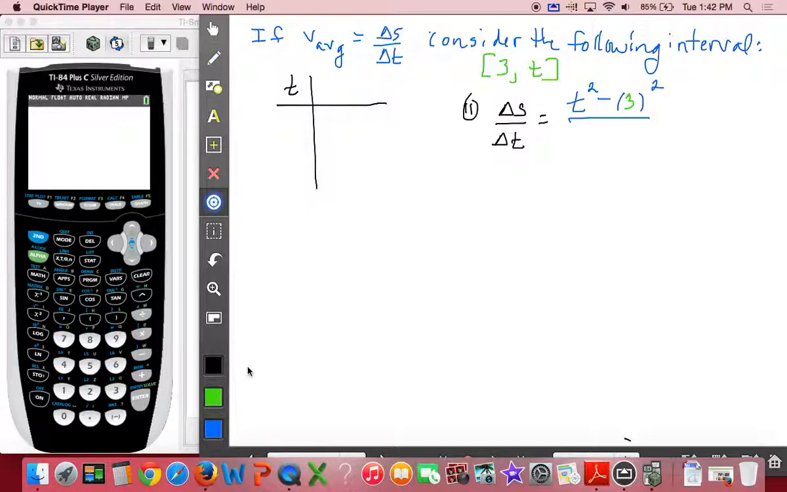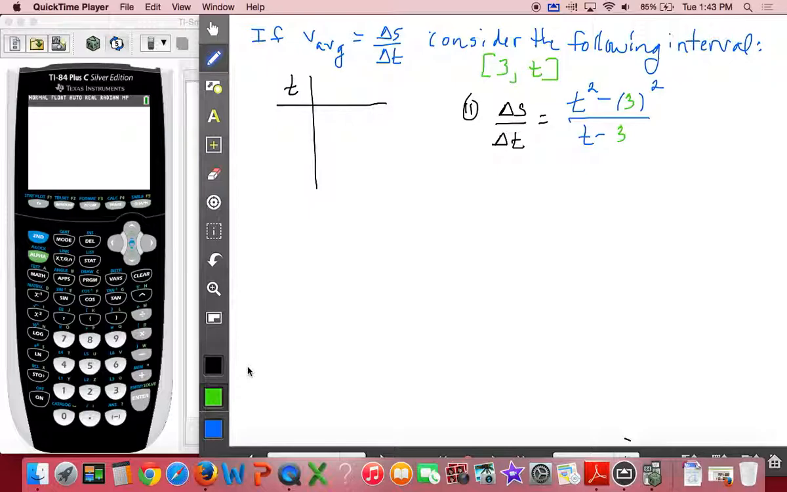Now in the denominator we're going to find the difference in our time. Our times are 3 and t. Which one's bigger? t. To find the difference between those two, wouldn't you take the bigger and subtract the smaller? So we take the bigger, t, and subtract the smaller, which is 3. That's our general formula, and let me just show you why it works.